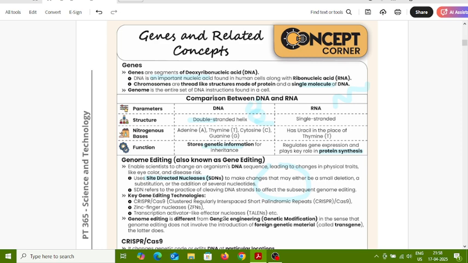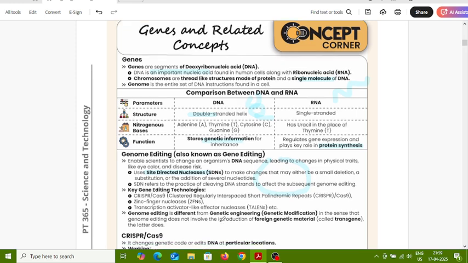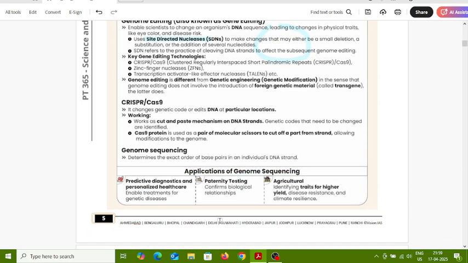For example, the example of genetic engineering would be GM mustard, in which we are actually adding some bacterial genome into the crop. That is, adding foreign genetic material in it. Then talking about CRISPR-Cas9, it changes the genetic code or edits DNA at a particular location. किसी एक location पे ये change लाएगा.